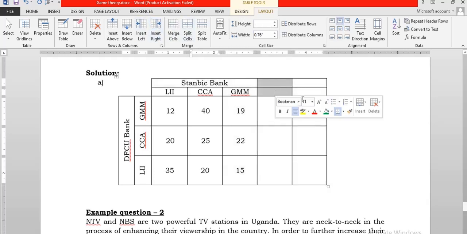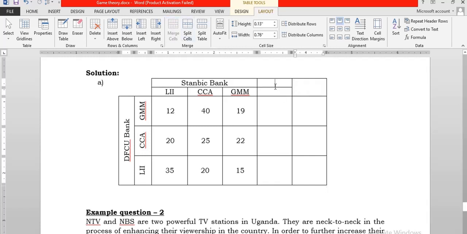Merge this and merge this one as well. So we shall say row minimum.